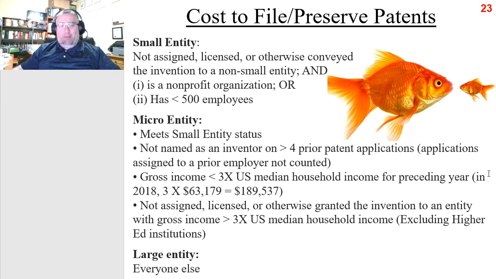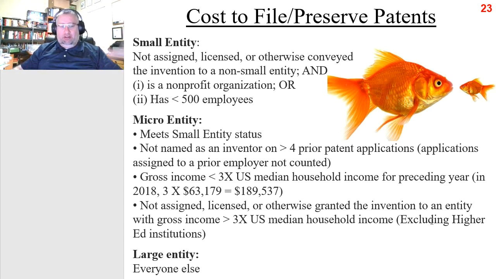So, for example, in 2018, the median U.S. household income was $63,179. So 3 times that is about $190,000. So provided your gross income is less than $190,000 and you satisfy these other requirements, you're still a micro entity. And then, of course, you cannot have or plan to assign, license, or otherwise grant rights to the invention to an entity with a gross income larger than 3 times the median household income in the United States.